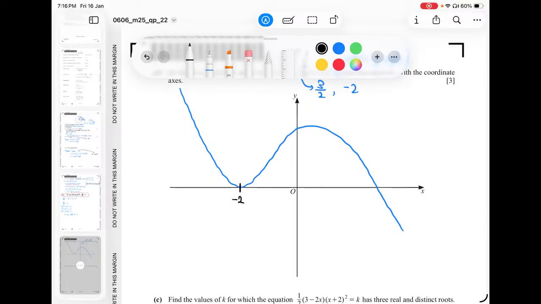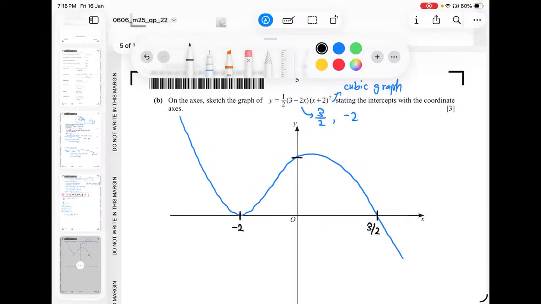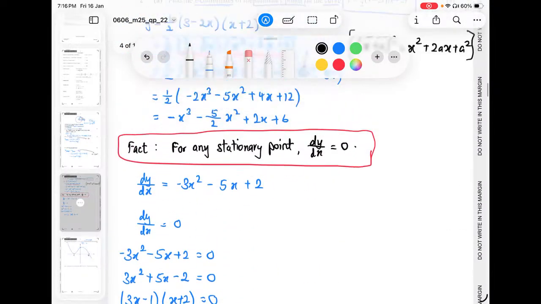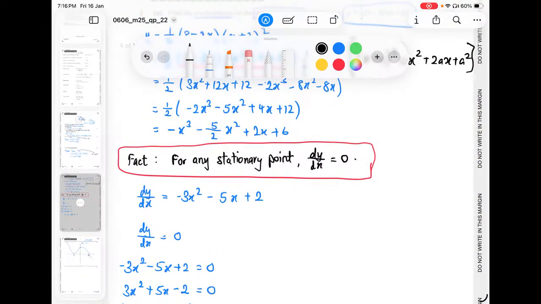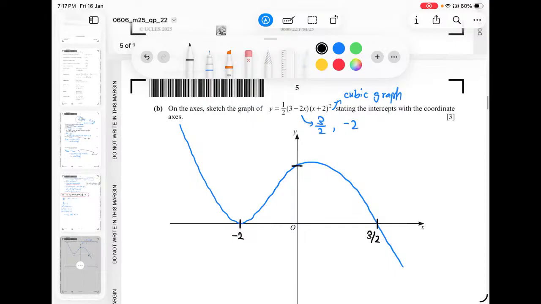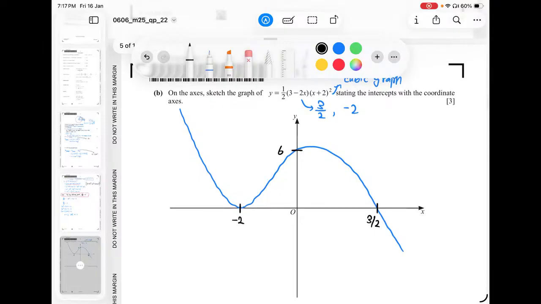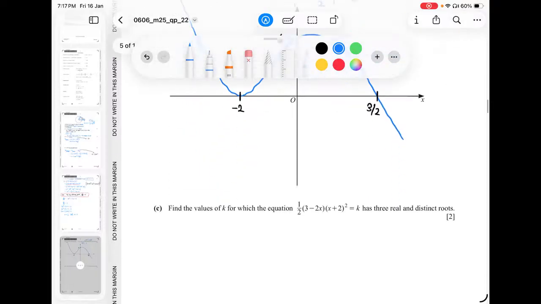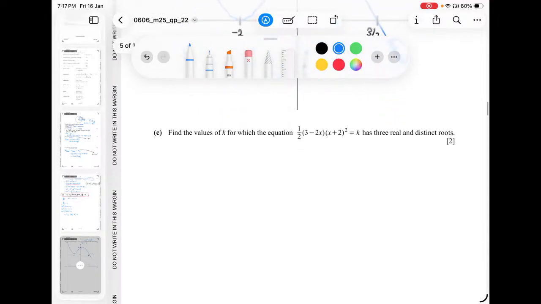This should be -2, this should be 3 over 2, and the y-intercept should be the 6 over here. This 6, the constant, determines the y-intercept, which is going to be 6. So that's your graph. The 3 marks are given as follows: the shape of the graph gives 1 mark, the x-intercept gives 1 mark, and the y-intercept gives 1 mark. So you get the 3 marks from that. Now let's move on to part C.